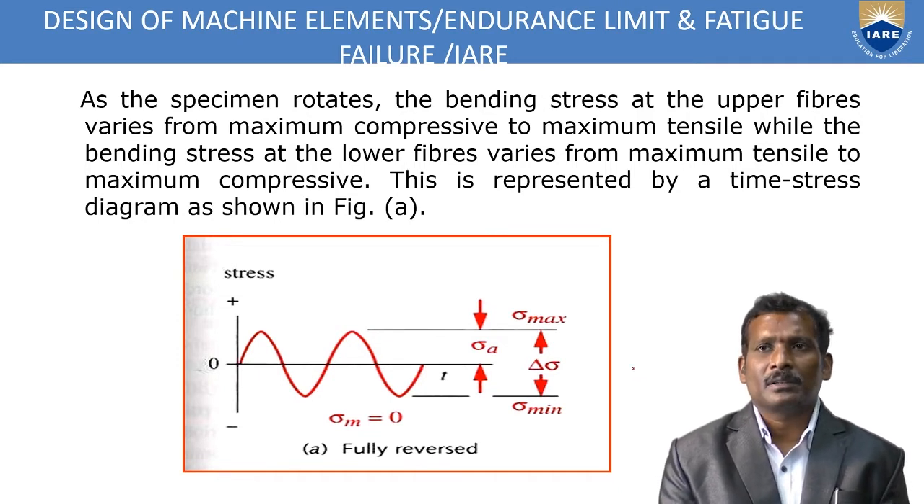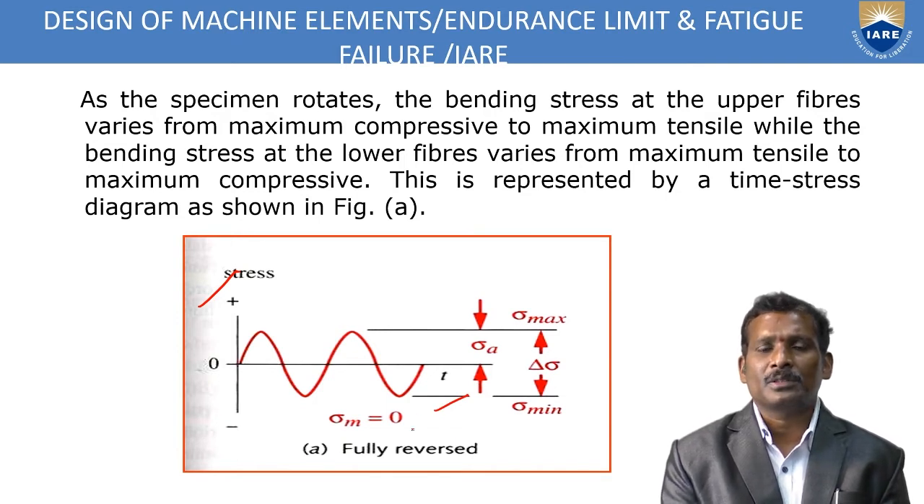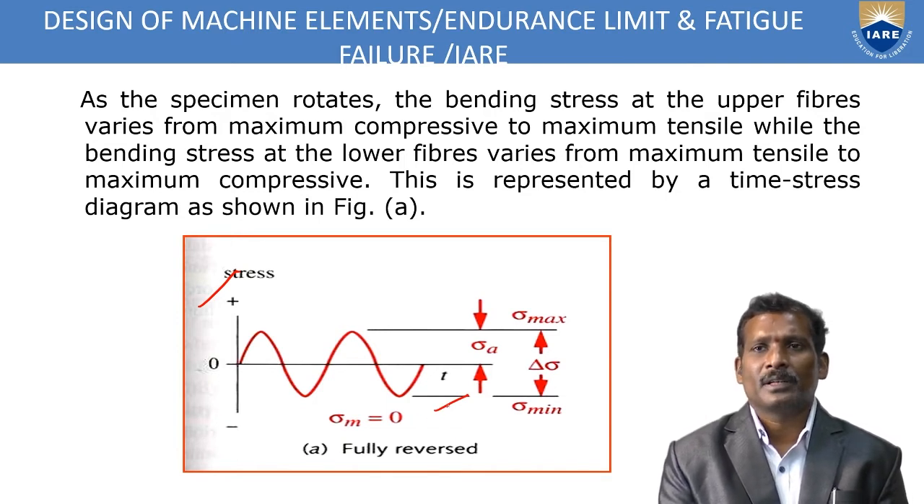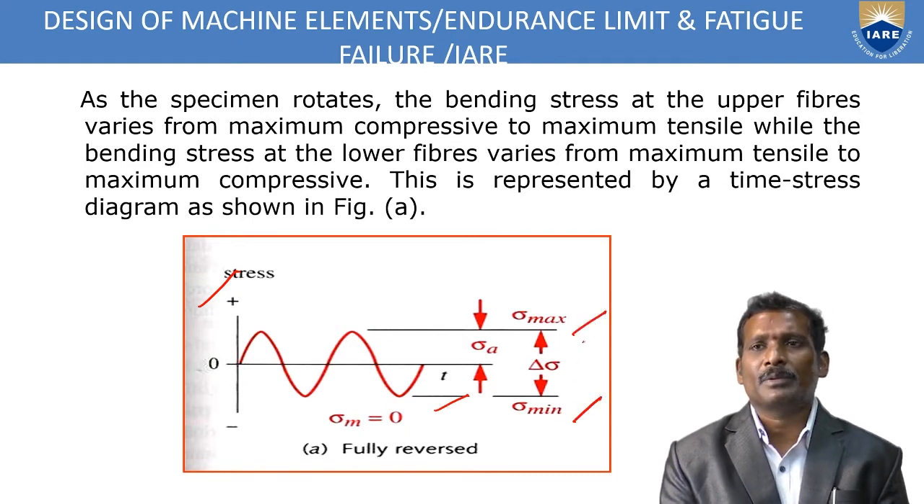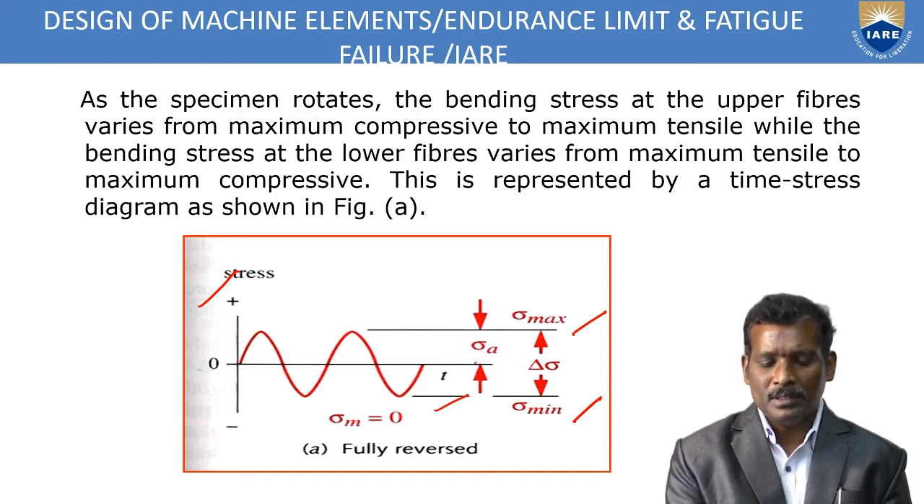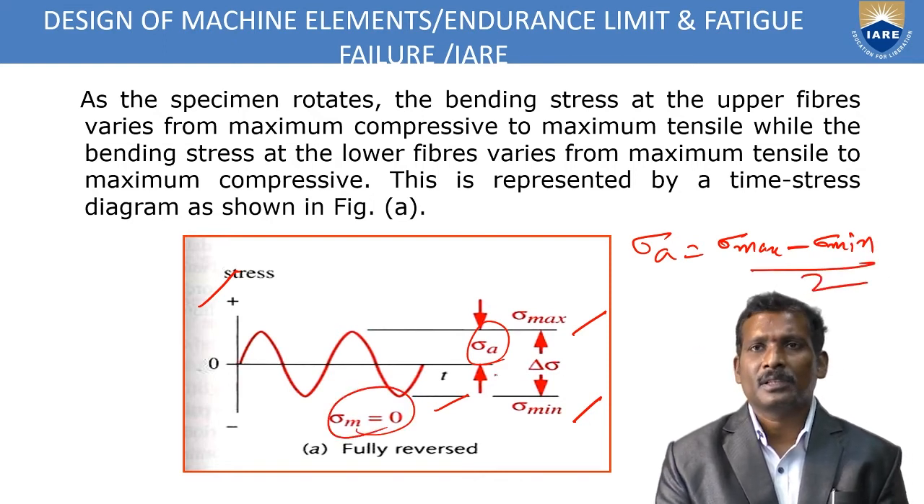Here it is represented by a time stress diagram, with stress plotted on the y-axis and time on the x-axis. This curve follows a sinusoidal curve. It varies from maximum to minimum and minimum to maximum. This is the stress amplitude. We can calculate the amplitude stress as sigma max minus sigma min divided by 2. Here there is no mean stress; it is fully reversed.